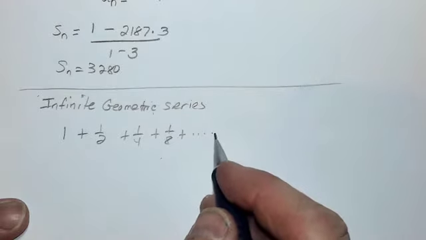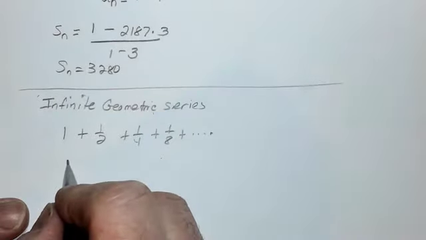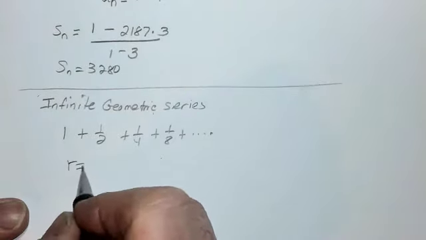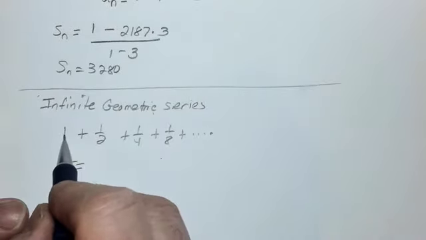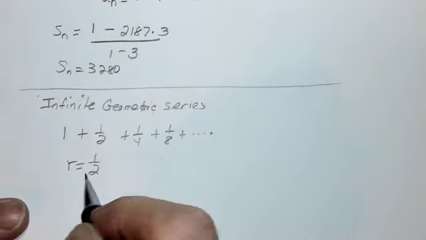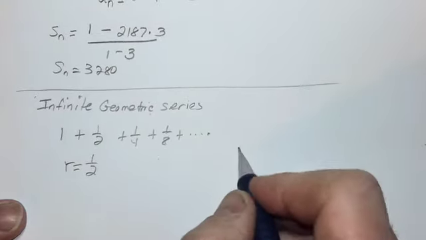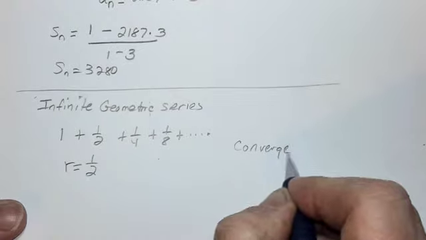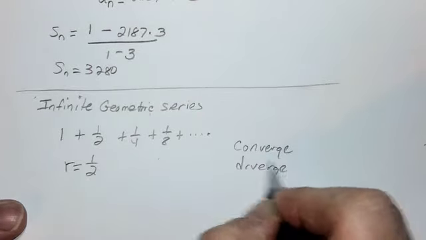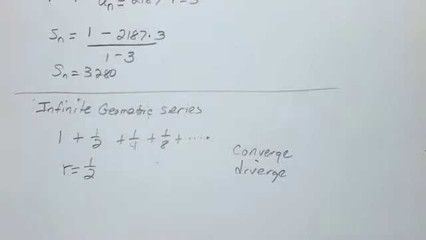In some cases, and this is what you have to determine first, you find the common ratio for the problem. Again, you just take a term and divide it by the one before it. So 1/2 divided by 1, my common ratio is 1/2. Series are said to either converge or diverge. Converge means they close in on a particular value. Diverge means they expand out and never close in on a particular value.